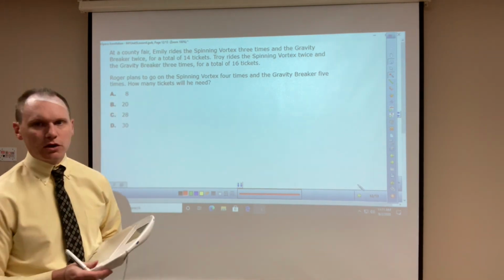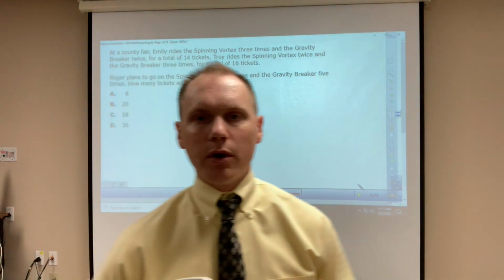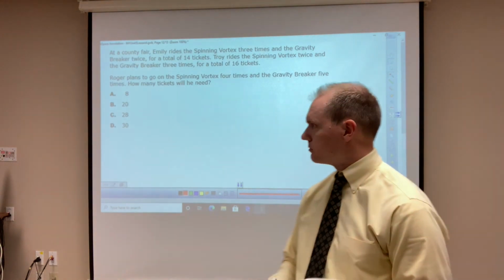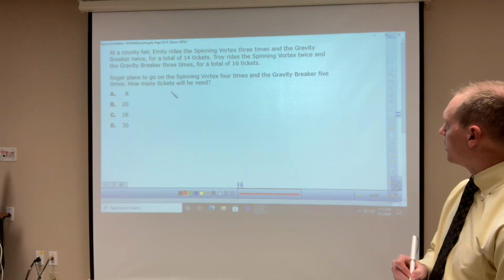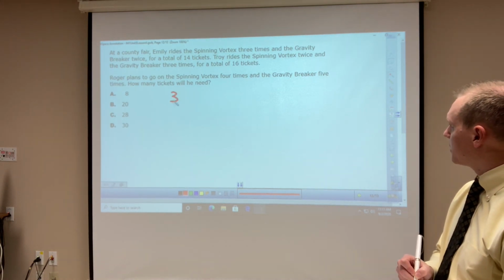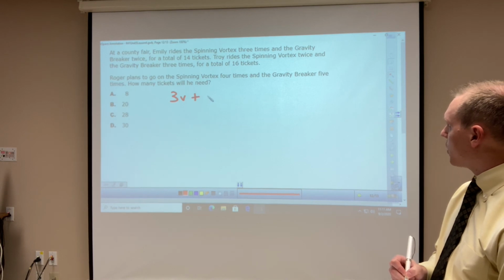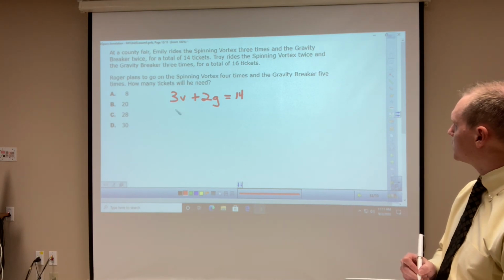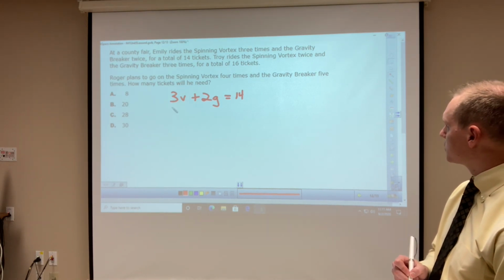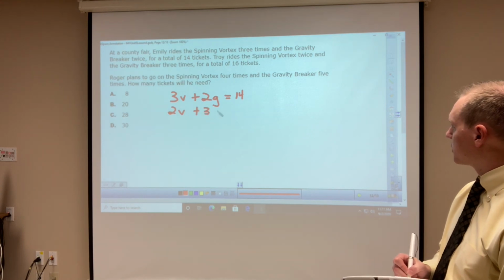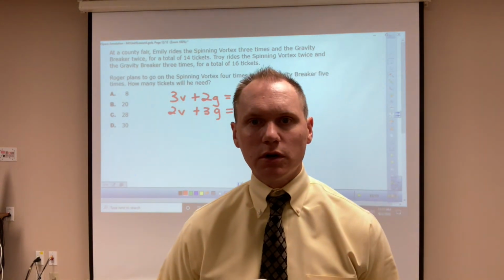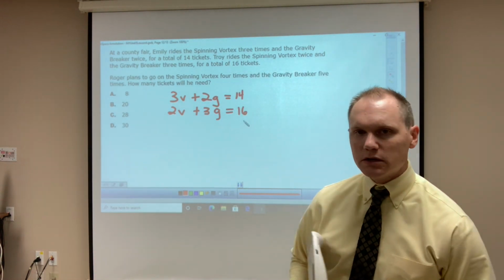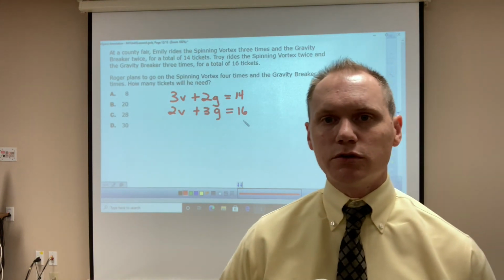Okay, here's the one I really wanted to show you. Again, we did this in our last video, but the difference is substitution there and elimination here. So I believe we had Emily had the vortex 3 times, plus the gravity breaker twice, and that was equal to 14. And then Troy, spinning vortex twice and the gravity breaker 3 times, equaled 16. So we solved this using substitution in our last video, and it was a little tedious, a little time consuming. So I want to show you how to do this using elimination.